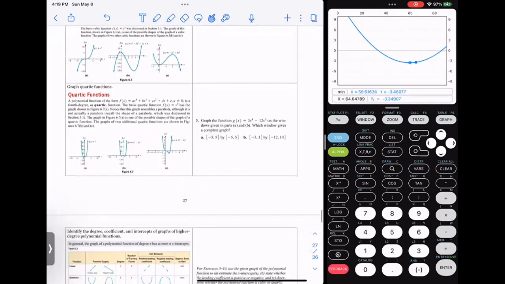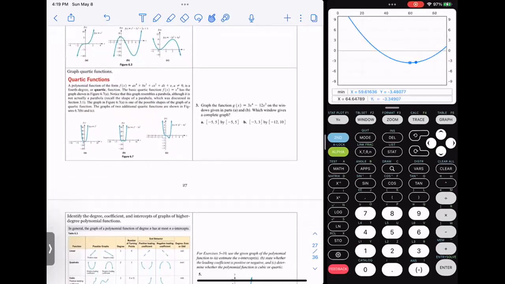You also notice that for number 3, it specifically says it goes from x to y, so this is x from -5 to 5, and this is y from -5 to 5. This is x from -3 to 3. This is y from -12 to 10. Okay, that's how you set your windows. So x minimum would be -5, x maximum would be 5. Y minimum would be -5, y maximum would be 5.